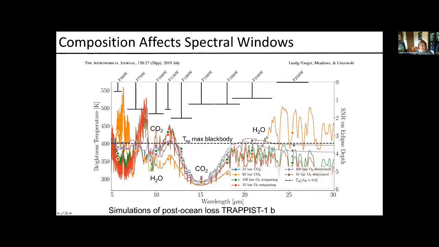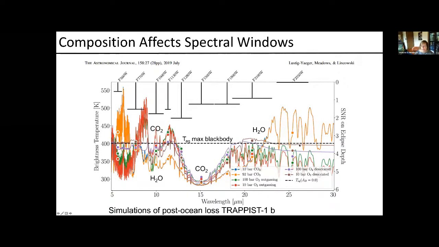So here we're just showing an example of different types of compositions for a TRAPPIST-1b type planet. These are post-ocean loss, so we have high O2 atmospheres, high CO2 atmospheres modeled throughout here. And what I just want to show from this is, first of all, this is the brightness temperature plot, where basically the intensity or the flux, if you like, measured at a particular wavelength is then converted to the type of value that a black body would have. So you can determine the temperature of a black body that would emit that amount of radiation at that wavelength.